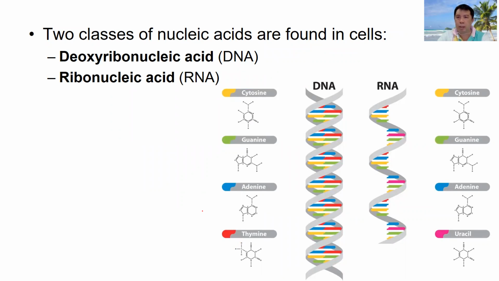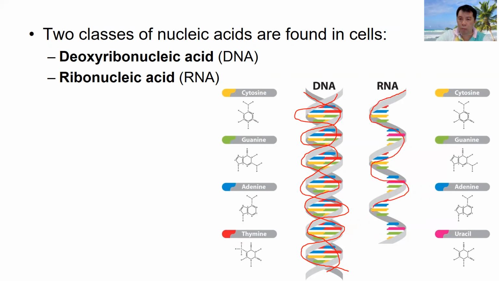Two classes of nucleic acids are found in cells: deoxyribonucleic acid, or DNA for short, and ribonucleic acid, or RNA for short. From this diagram, you can see the DNA consists of two polynucleotide strands that coil in an alpha helix form, while the RNA also shows a helix form, but with a single strand of polynucleotide. You can also see the DNA is longer than RNA.